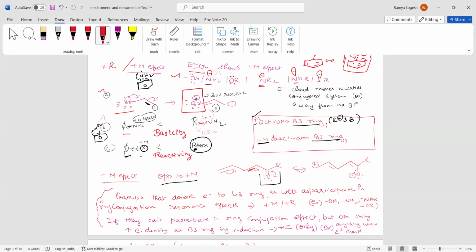Ma'am, in spite of acquiring a positive charge, is bromine also an electron donating group? Yes. Roman will be showing you minus I effect. There is no doubt about it. But whenever it is present in a pi electronic cloud, it has a tendency to give out its electron, like plus M effect or plus R effect. Yes, ma'am.